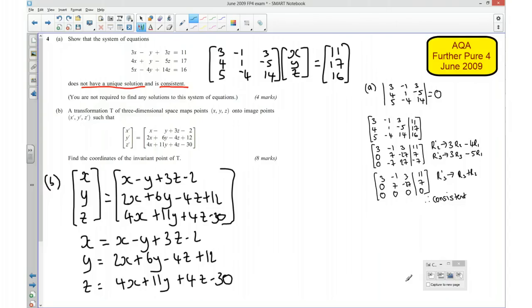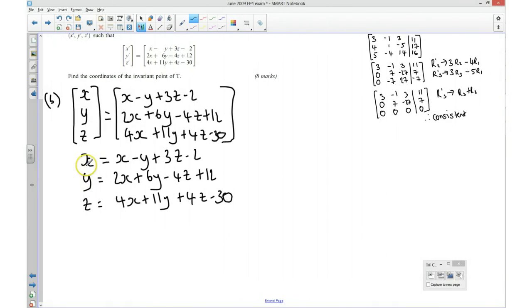I'm now going to rearrange these equations to get them in a nicer form so that I can spot if there's anything that I can do to simplify them and solve them. This first one, if I take x from both sides and add 2 over, the first equation is now going to become minus y plus 3z is equal to 2.